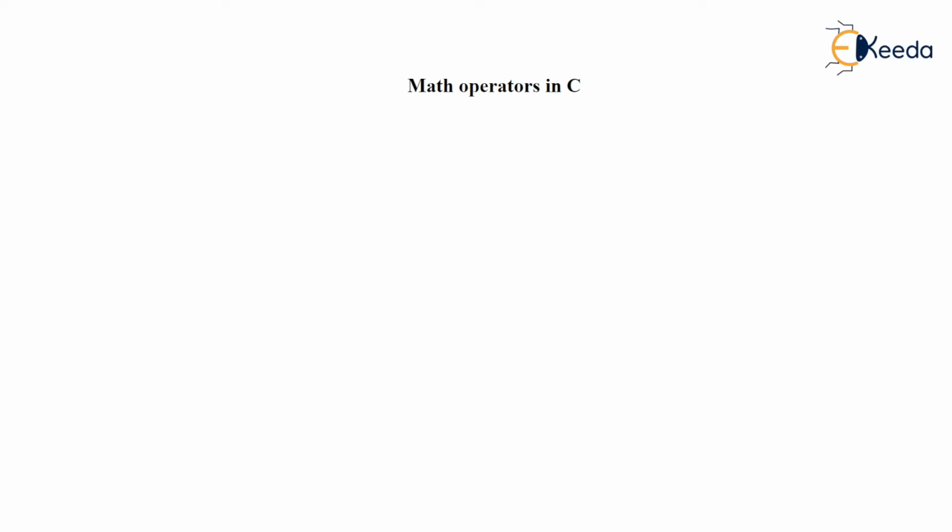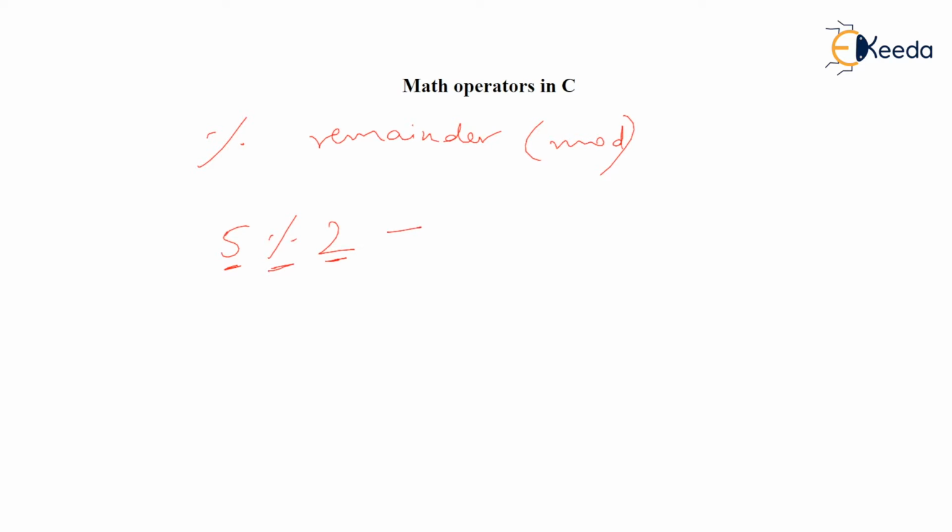Let's come to the other operator called the remainder operator, the percent operator. Percent is the remainder operator. Many people call this the mod operator. Now, most of the time when we divide two numbers, we are interested in the quotient. But sometimes we are also interested in the remainder. For example, if I write 5 % 2, now we are dividing 5 with 2 and we are no more interested in the quotient, but we are interested in the remainder. When you divide 5 with 2, the remainder is 1.